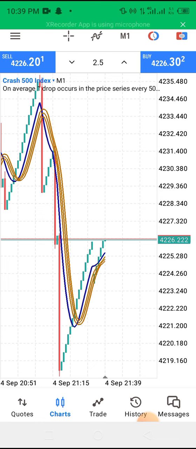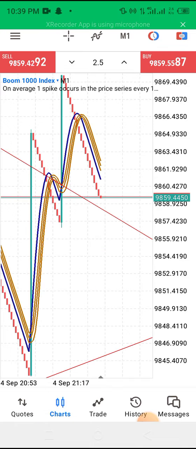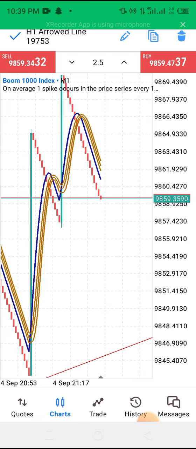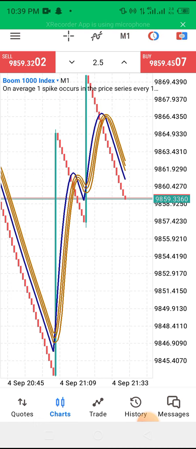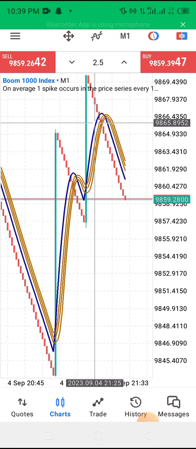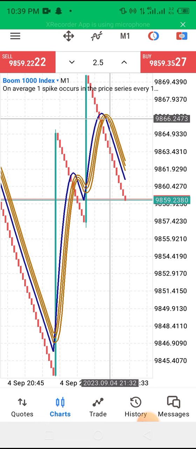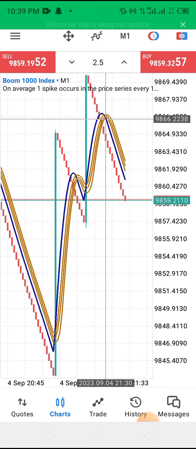Okay, when you go back to a 1 minute time frame, let me use Boom 1000 to make this illustration. What you are actually expecting to happen is happening here already. Okay, as you can see, what we're expecting is happening already, but we won't take that risk.